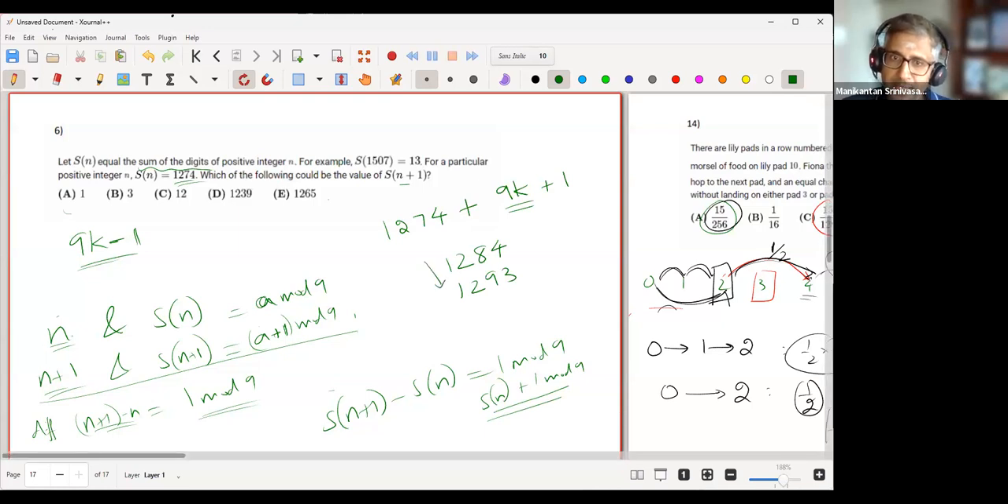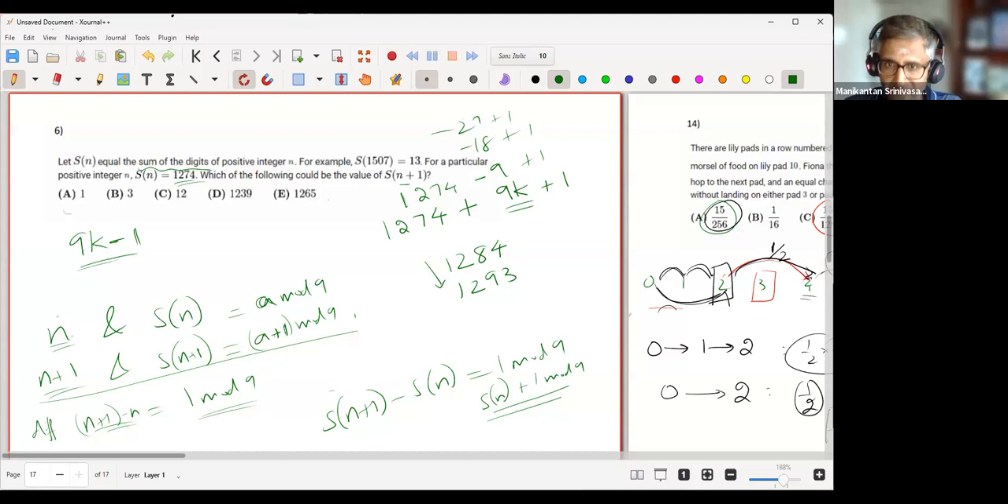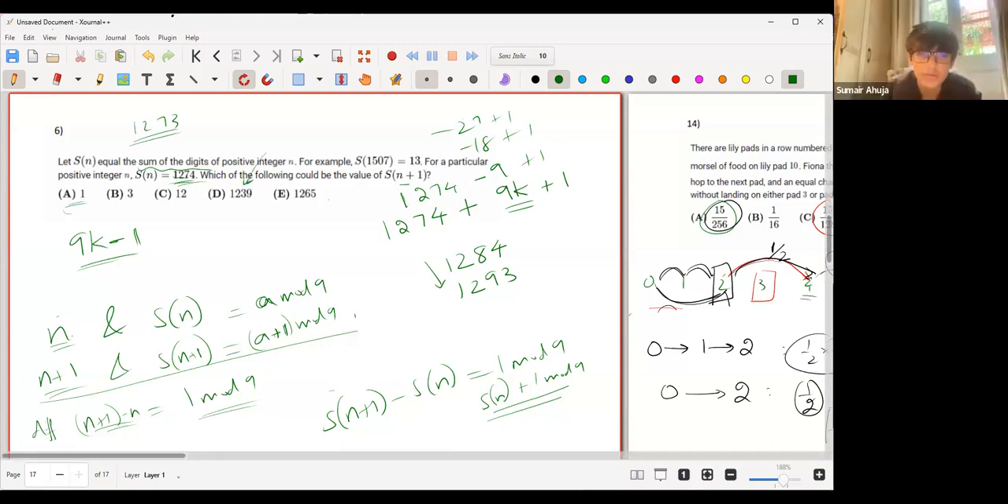So going back, it's 1274 with k as a negative number, right? So minus 9 plus 1, or minus 18 plus 1, minus 27 plus 1, and so on. So by that logic, it should be minus 35 or minus 26, and so on. We can just see the difference between 1274 and each of them, and just check if 1273 is 1 modulo 9 or not, and then this difference is minus 1 modulo 9.